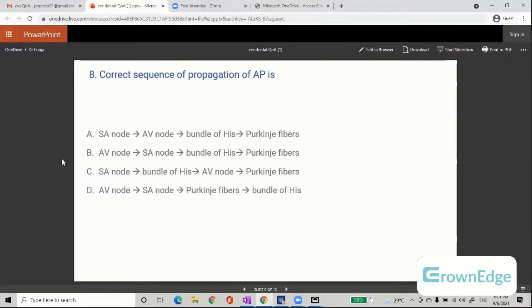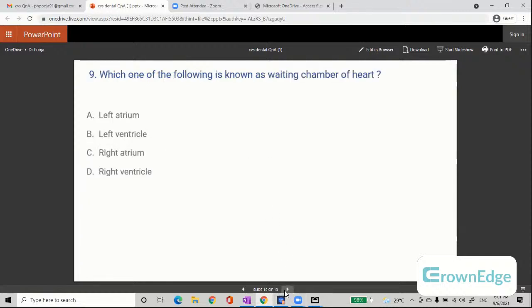As Akhil said correctly, the answer is SA node, right? Then it is going to go to AV node, then bundle of His and Purkinje fibers, right? So the answer is option A. Let's move on to the next question.